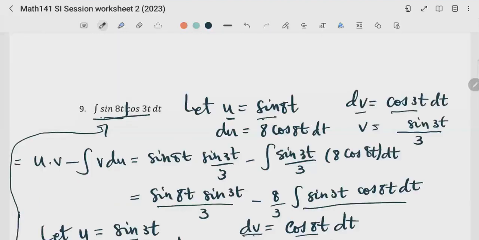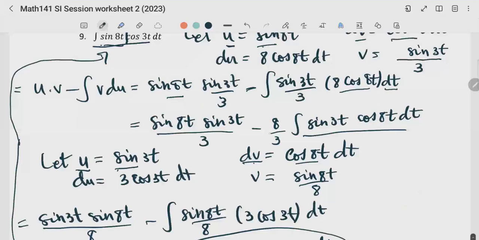U times V minus v du, which is v du. So that would be sine 3t over 3 multiplied by du, which is 8 cos 8t dt. Okay, so this is correct.